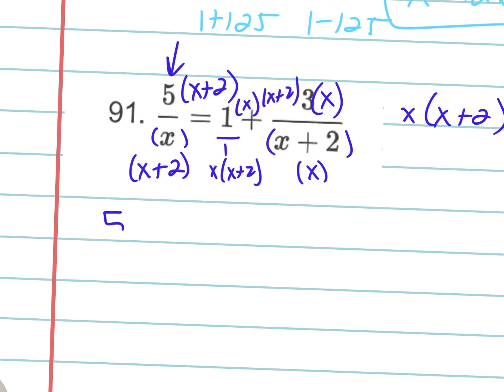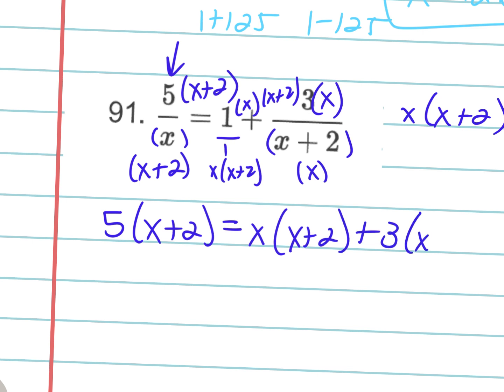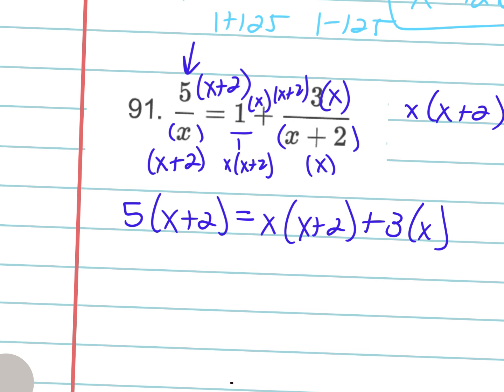So I'm going to rewrite my equation of my numerator. It's 5 times x plus 2 equals x times x plus 2 plus 3 times x. And I tell my class all the time, anytime you have a rational, at the beginning of the rational question, you need to ask yourself, what values of x will make my denominator 0? So if I get them at the end, I say, oh wait, those don't work.